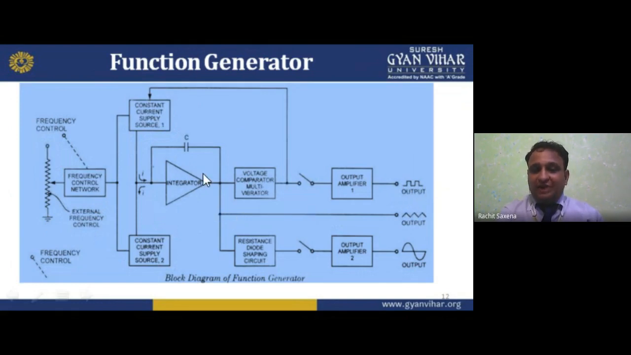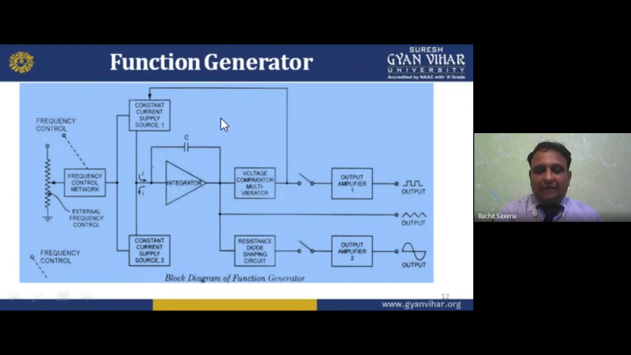The output from the integrator is not rectangular or in pulse form; it is triangular when we are not using any comparator or output amplifier. Directly from the integrator we get the triangular output. I hope you understand, my dear student. The triangular waveform we get when we use the integrator directly. In an integrator we basically use a capacitor, and an integrator means using the operational amplifier.